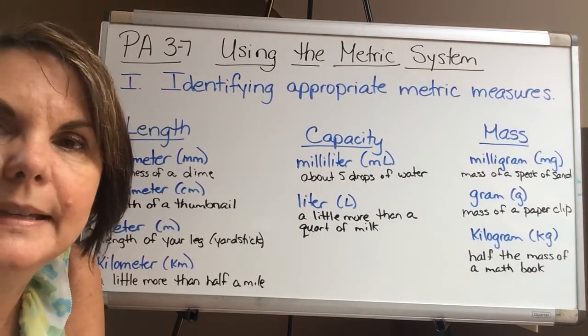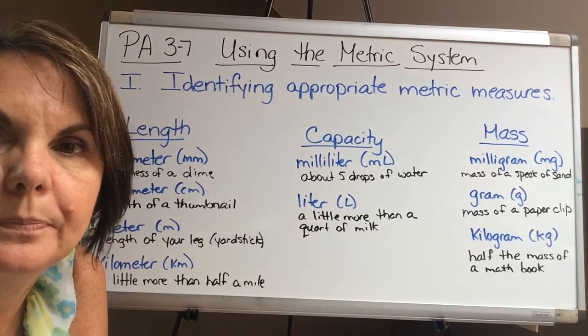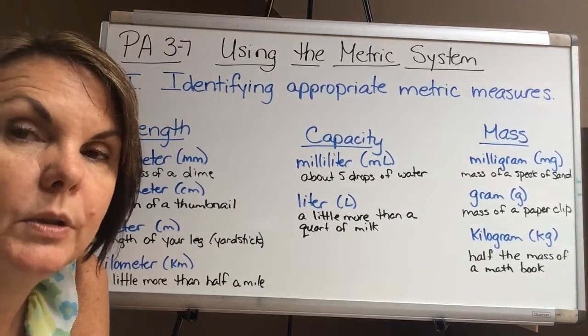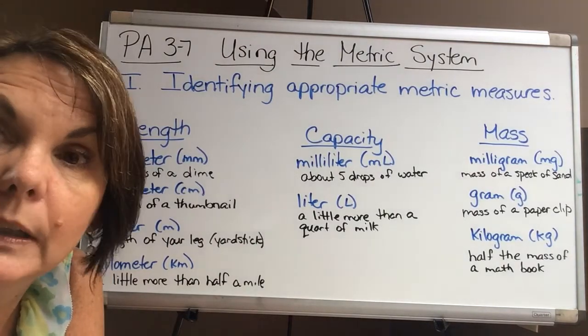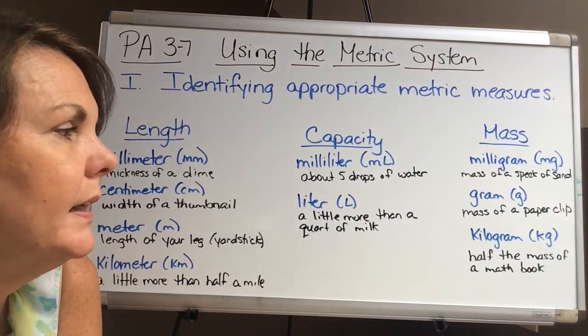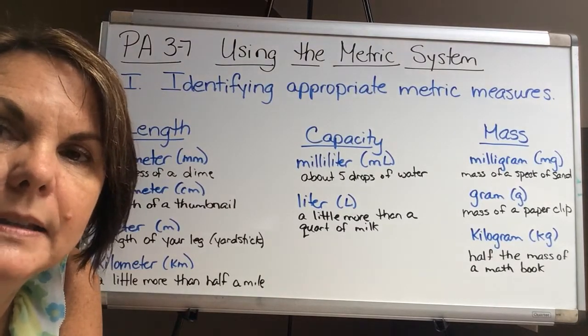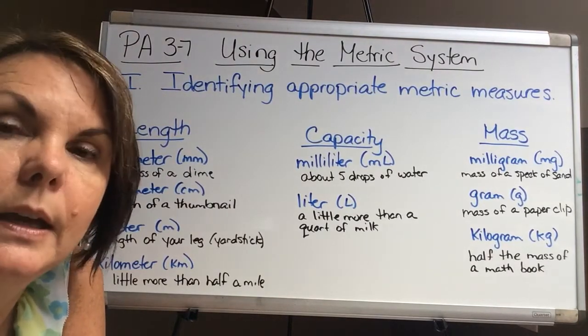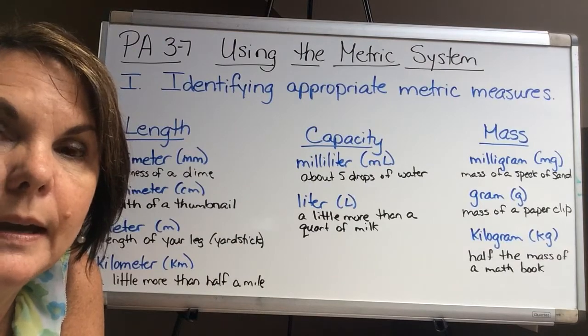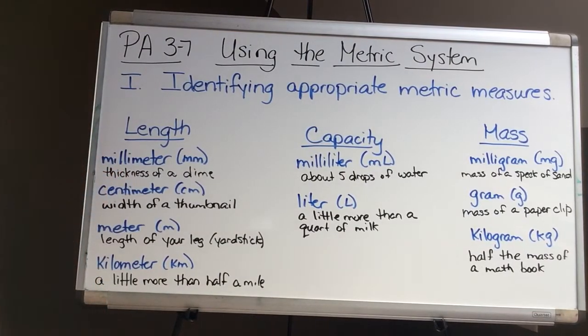A gram is the mass of a paper clip. So it's a large paper clip too, not one of those small ones. You could barely even feel it, but that's a gram. And then the kilogram is about half the mass of your math textbook. Okay, let's take a look next.